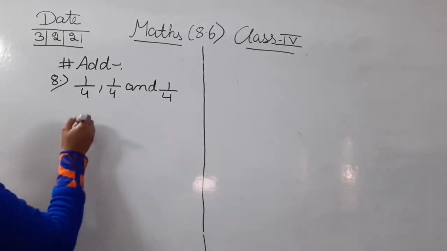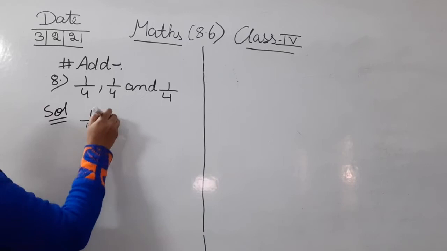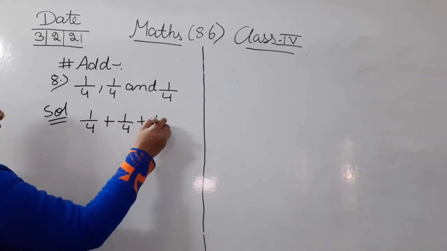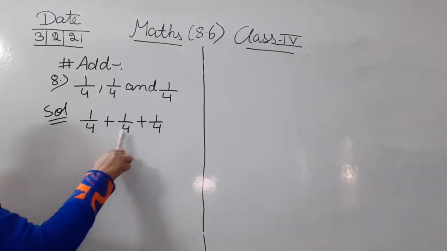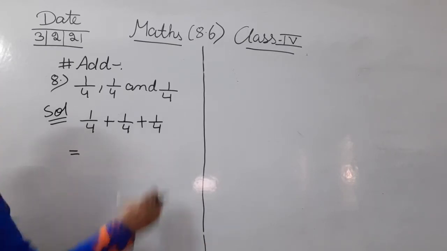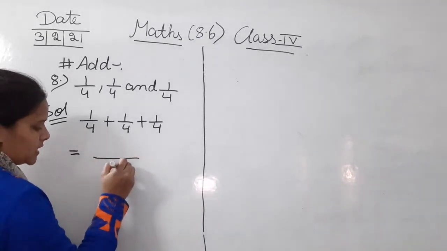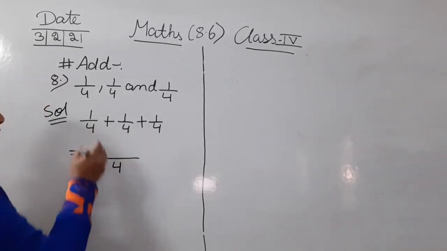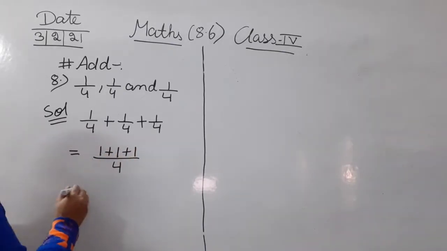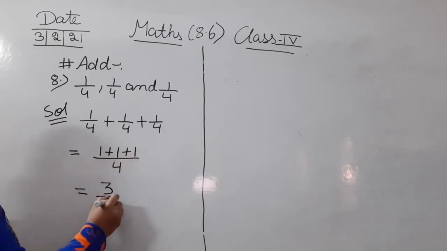Okay, let's add them. 1 upon 4 plus 1 upon 4 plus 1 upon 4. अब आपको 3 fractions use करनी है and you are going to write these 3. Clear? Again, as we can observe, all these 3 fractions, they have common denominator, or they are like fractions, so they have the common denominator, that is 4. So let's add the numerator. 1 plus 1 plus 1. So 1 plus 1 is 2, 2 plus 1 is 3. So that is 3. Denominator will be same, that is 4.